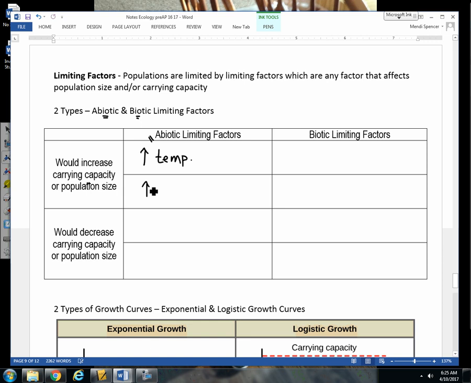An increase in rainfall increases carrying capacity, because then we get more biomass produced by the plants. The plants are growing more whenever there's an increase in rainfall, because there's an increase in photosynthesis.